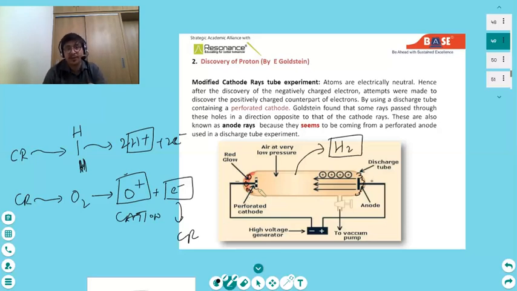Now, justification of cathode ray, how it is produced. Cathode ray is coming from cathode.